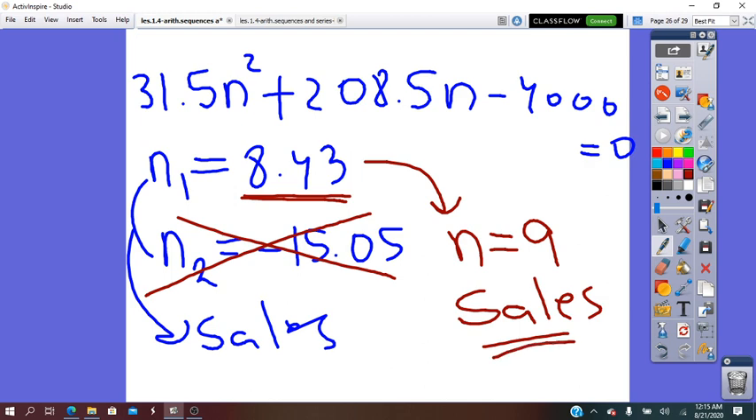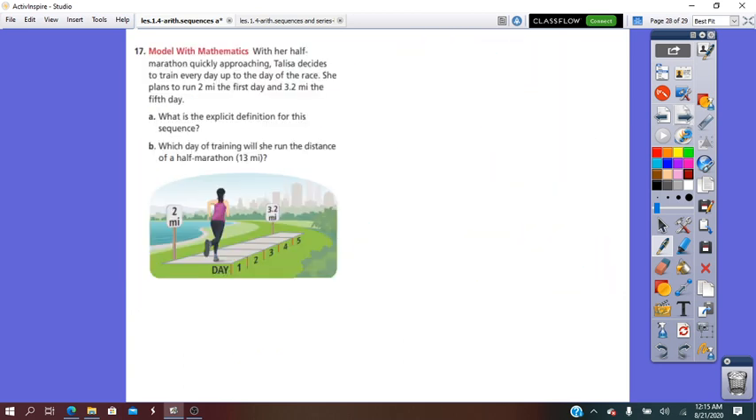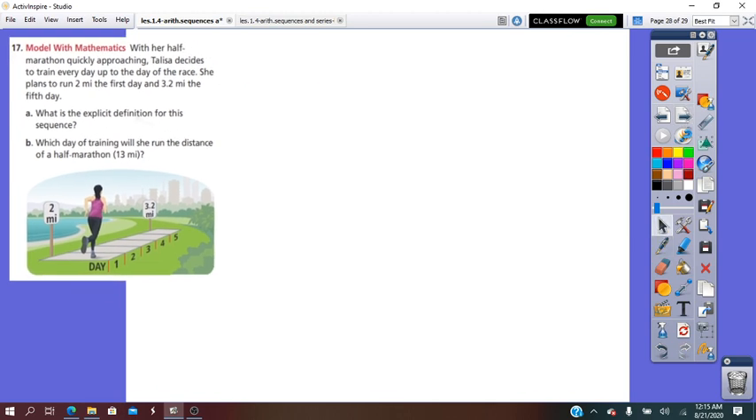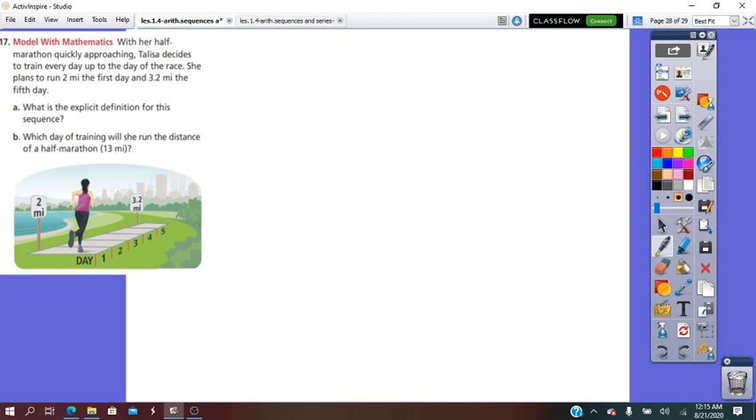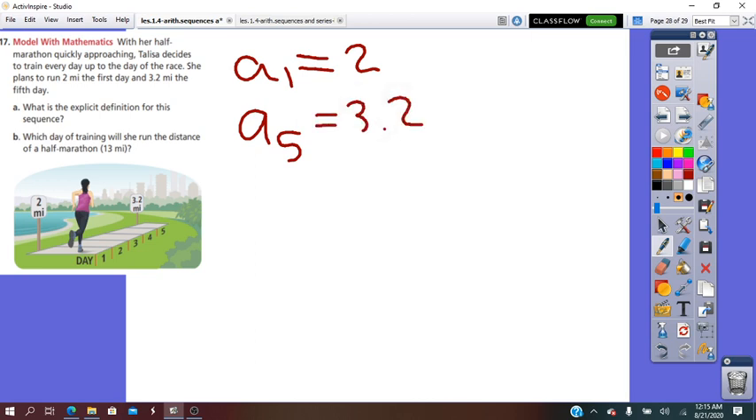So the total money, the 2,000, is obtained after the 9 sales. Let's try more. It's about question 17 in your book, and it is given. With her half marathon quickly approaching, Talisa decides to train every day up to the day of the race. She plans to run 2 miles the first day, so A1 equals 2, and 3.2 miles the fifth day, so A5 equals 3.2. A, what is the explicit rule for this sequence?